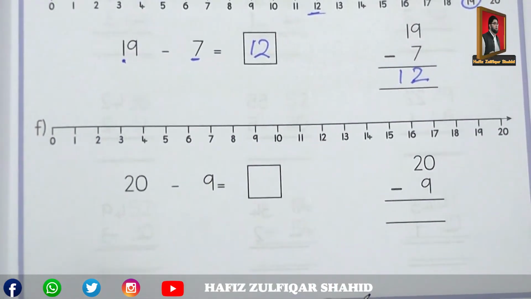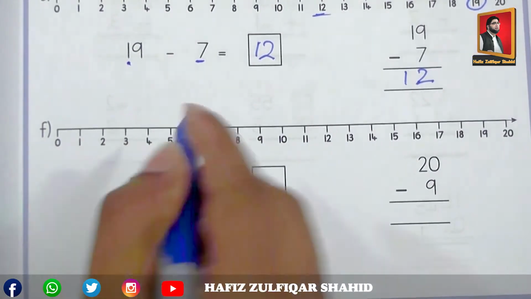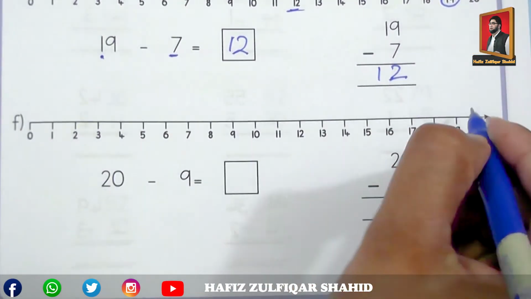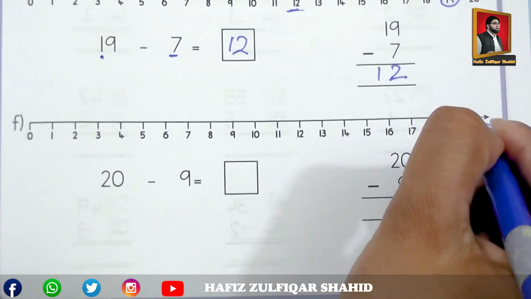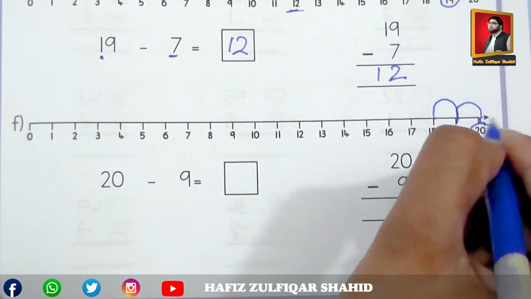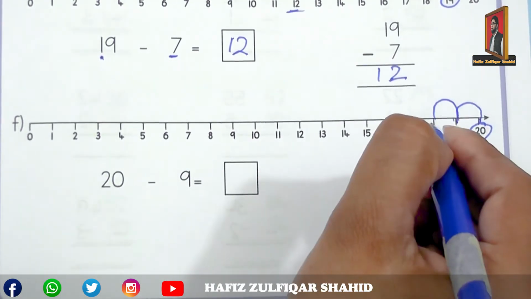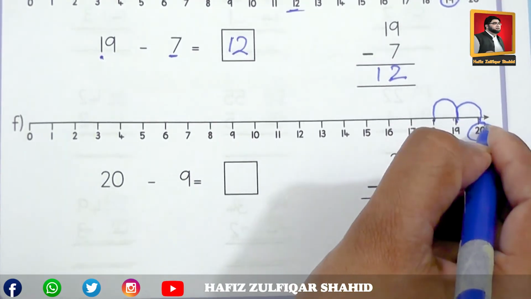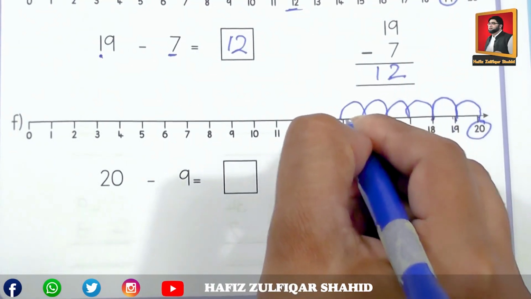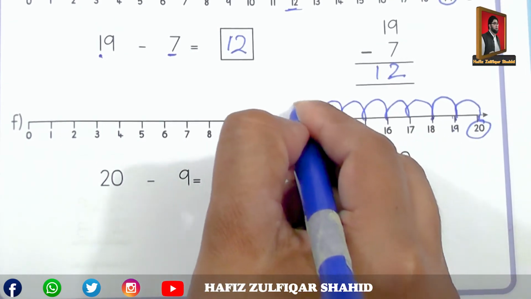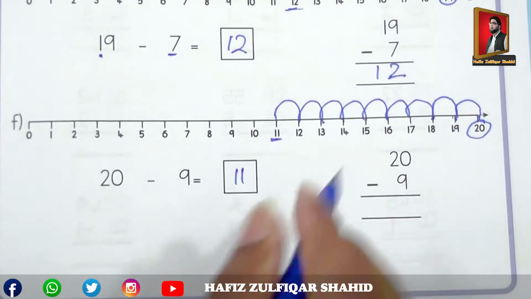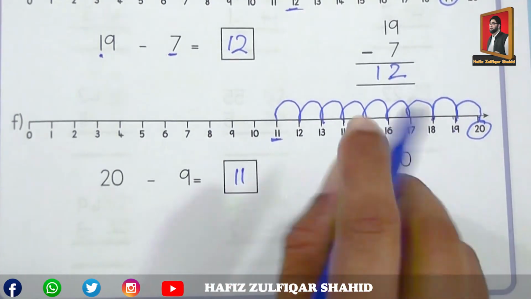And the next is 20 minus 9. What we do? We will step backward 9 times. We will put 9 steps back from 20. 1, 2, 3, 4, 5, 6, 7, 8 and 9. We reached at number 11. So 11 is our answer.